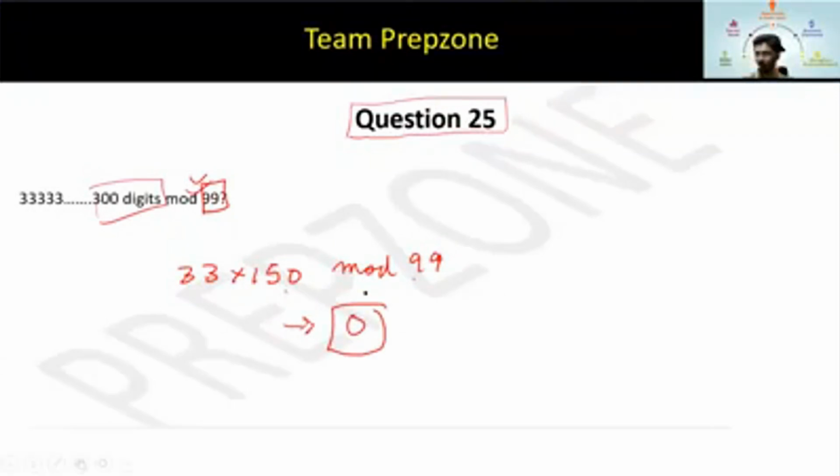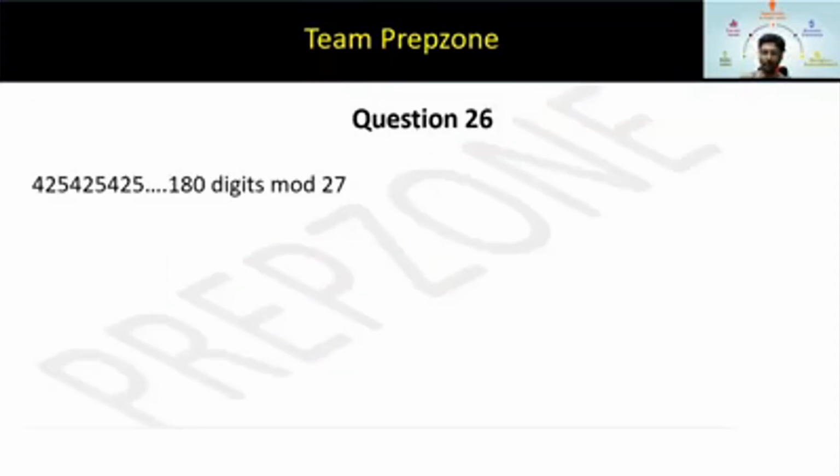Clear, everyone? If anyone is facing any doubt, then do interact with me. If there is any doubt in this question that we have solved. Chalo, let's move to the next question. Achha, before that, let me tell you one theorem also.